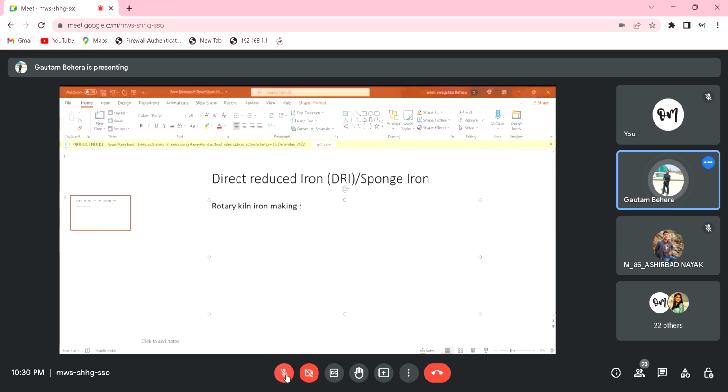That's why the raw materials will move from the charging end to the discharging end due to gravitational force. Due to rotation and gravitational force, the raw materials move towards the discharging end. And from the discharging end, we basically have a burner, and we also blow some lime. We can also blow some coal particles.